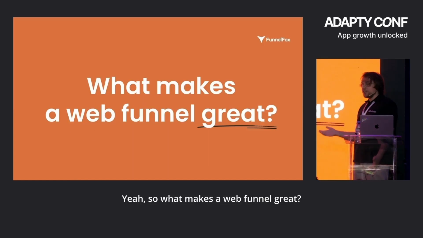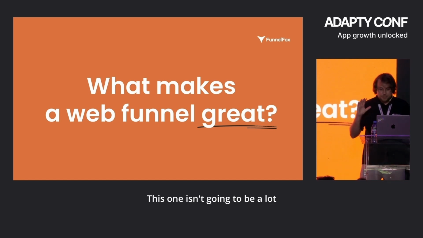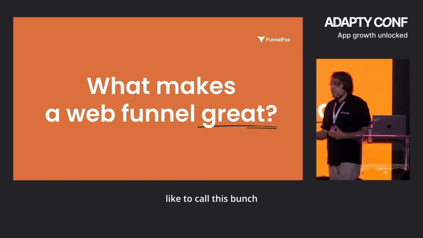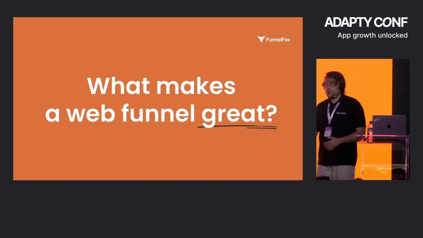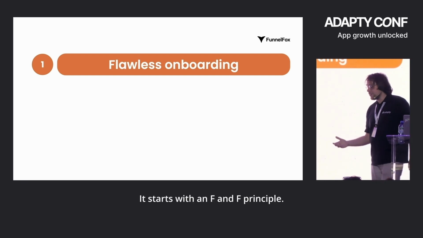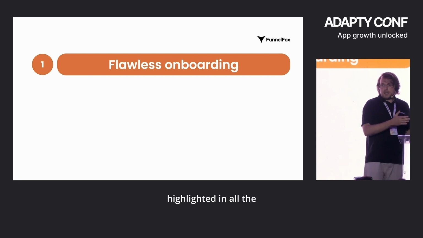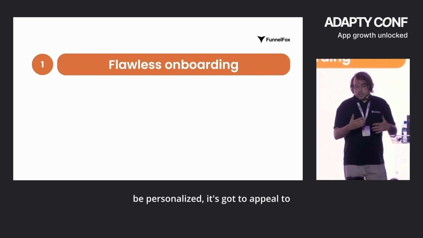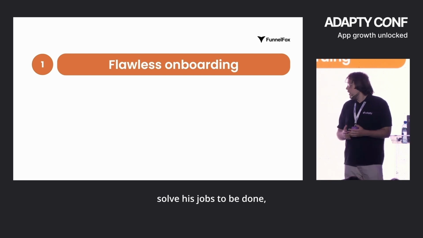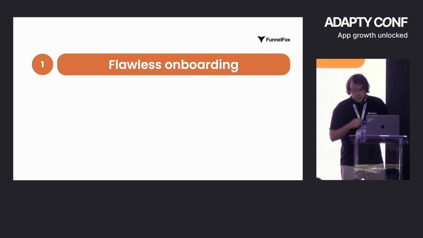So what makes a web funnel great? We had a bunch of slides like this before. This one isn't going to be a lot different, but I'll just reiterate. As we're talking about web funnels, I like to call this bunch of principles the 3F principles. The first principle is flawless onboarding. It starts with an F. What flawless means essentially was highlighted in all the presentations. It's got to be personalized, it's got to appeal to users' needs, it's got to solve their jobs to be done, or at least hint at how the product might solve that.